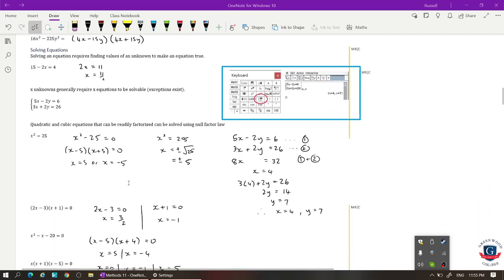Solving equations. To solve an equation, make the unknown the subject, take everything else to the other side. In this case, we end up with 2x on this side, take the 4 to the other side. 15 take 4 will give us 11, 2x equals 11, divide both sides by 2, x equals 11 over 2.